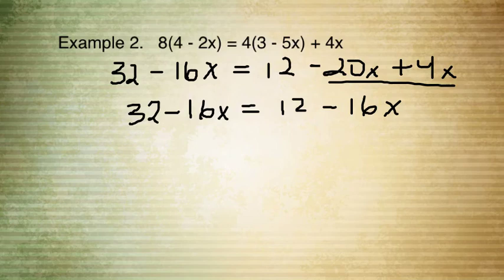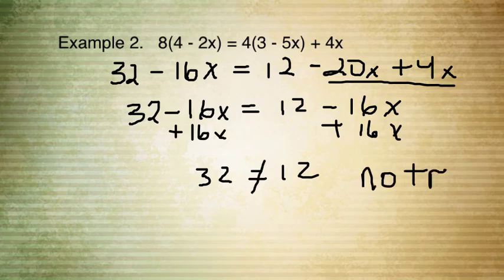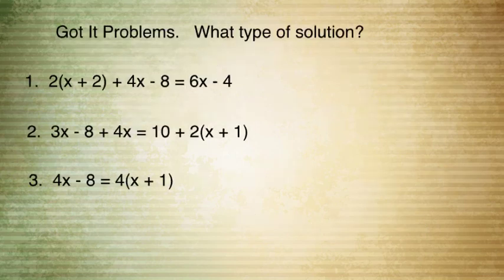Now I'm going to add 16x to both sides and see what I have. I have 32 equals 12. Well, is that a true statement? No, this is not true. So there's no solution. And this would be called a null set, where there are no answers that could be used.